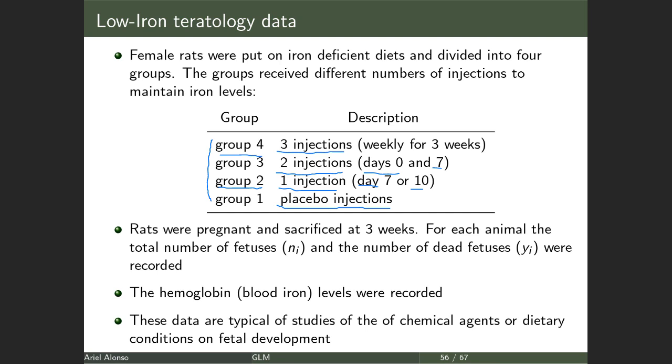This sounds a little bit shocking, the way these things are done, because they kill the animals and they were pregnant and all that. But this is the typical type of studies we do when we want to study chemical agents or dietary conditions on fetal development. We cannot do such an experiment with humans, and we need to learn sometimes. So it's a typical design in this case.